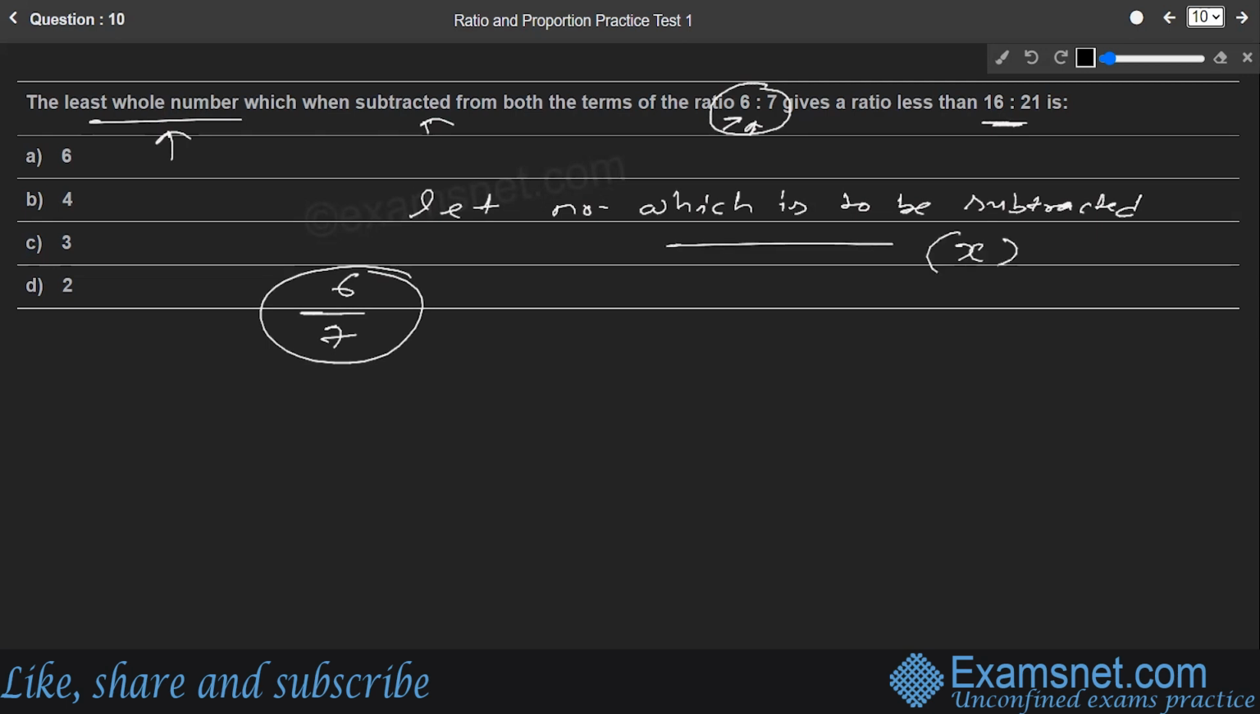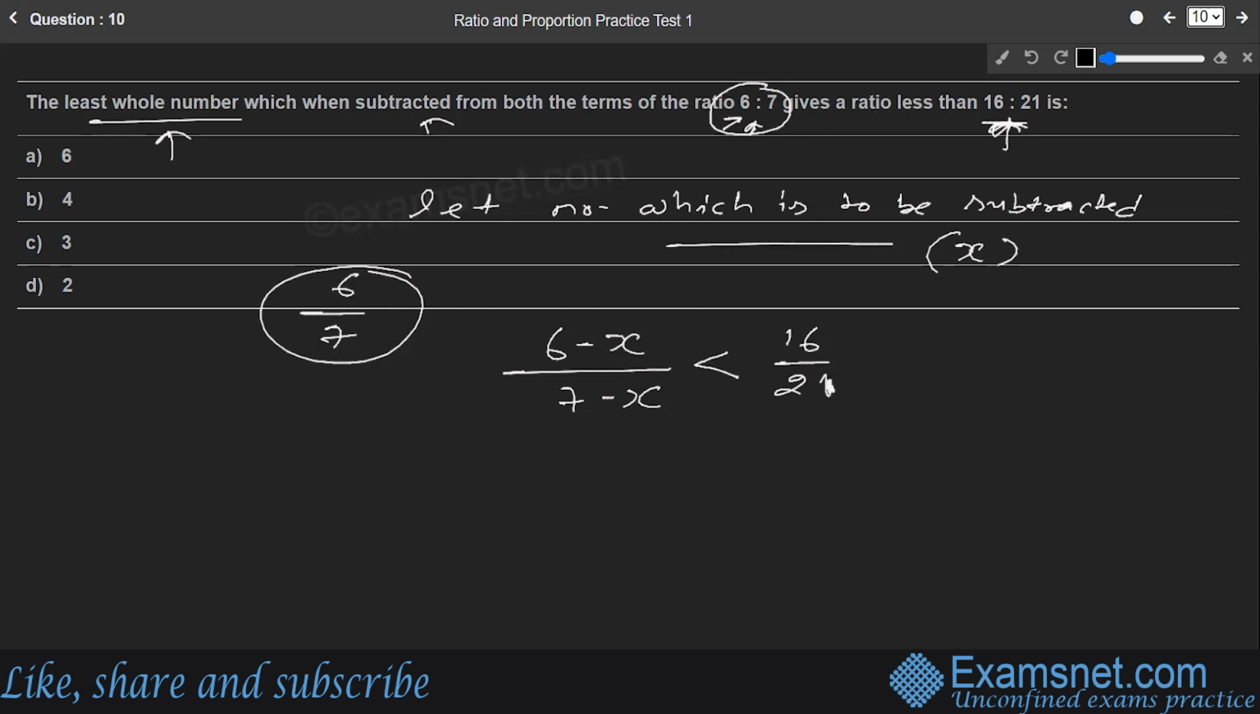Okay, so if it is to be subtracted from both the terms, let us subtract from the numerator: it has to be 6 minus x. From the denominator, it has to be 7 minus x. So x has been subtracted from both the terms. And then what should the new ratio become? The new ratio should become less than 16 is to 21. So this ratio should be less than 16 over 21. This is the condition explained in the form of an expression.